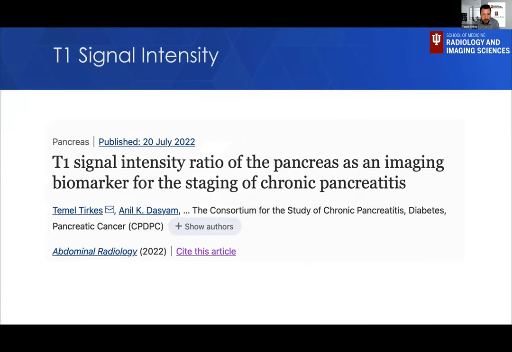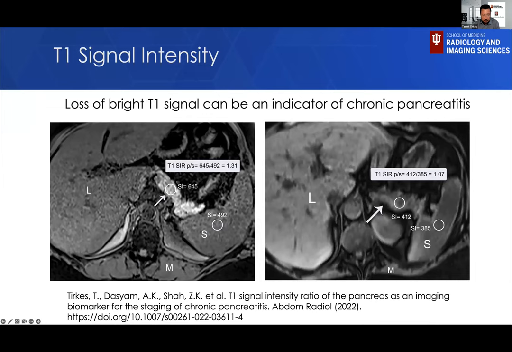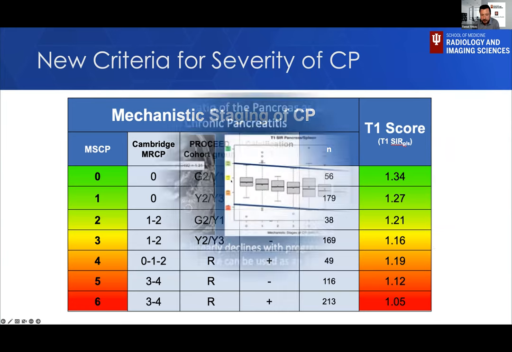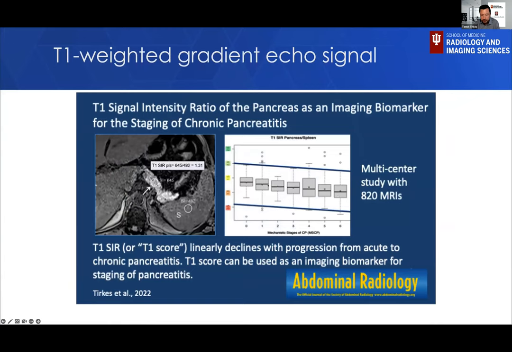We published the T1 signal intensity ratio as an imaging biomarker for the staging of chronic pancreatitis very recently. In this paper, on the left is a normal pancreas with no evidence of chronic pancreatitis. The signal intensity ratio to the spleen here is 1.3, whereas in a severe chronic pancreatitis patient, the signal intensity ratio significantly decreases to 1.07. We also propose a mechanistic staging of chronic pancreatitis from 0 to 6, and the signal intensity ratio progressively declined based on the severity of the chronic pancreatitis.